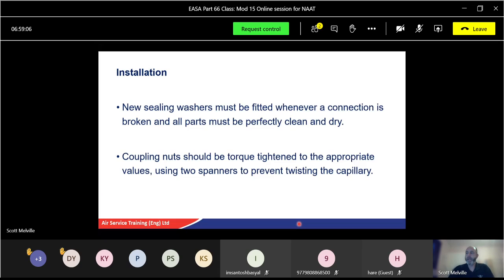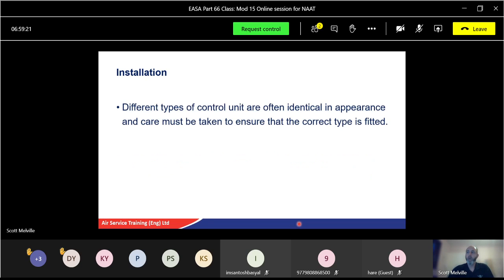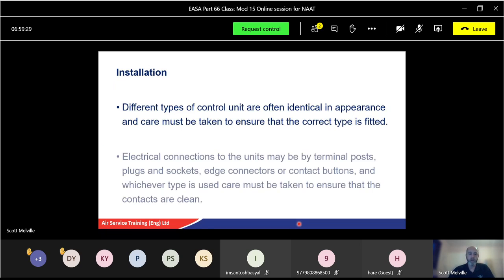Coupling nuts should be torque tightened to appropriate values. Again, using 2 spanners to prevent twisting. If you just use 1 spanner, you're probably going to twist the actual tube itself. So do the 2 spanner scissor method, as we call it. Different types of control unit are often identical in appearance, and care must be taken to ensure the correct type is fitted. Electric connections to units may be by terminal posts, plugs and sockets, edge connectors or contact buttons, and again, whichever type is used, care must be taken, as always, to keep things clean.